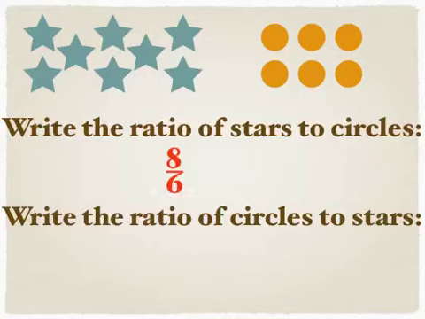If you notice, both of these numbers are even, and what I can do is divide both 8 and 6 by 2 and simplify this ratio to 4 over 3.